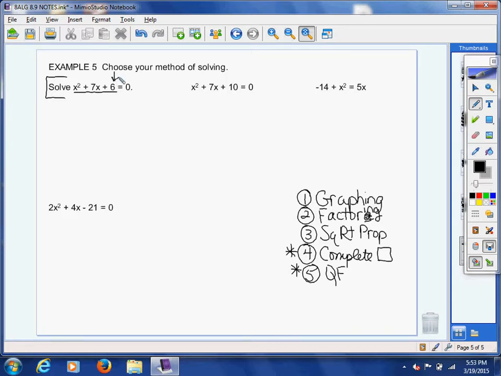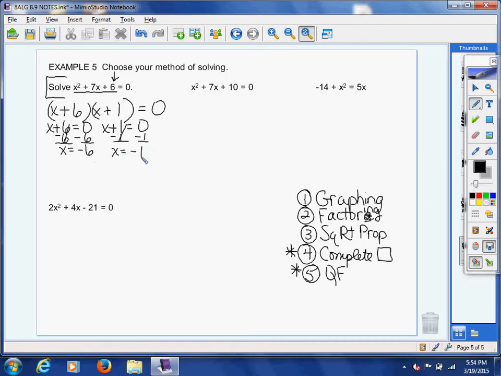Remember, all you have to do in a situation like this is ask yourself this question. What are factors of 6 that add up to be 7? Yeah, 6 and 1, both positive. So then all I have to do to solve it is set each factor equal to 0, and then I'll just solve for x in each one. My first answer, I'll get negative 6. And my second answer, I'll get negative 1.